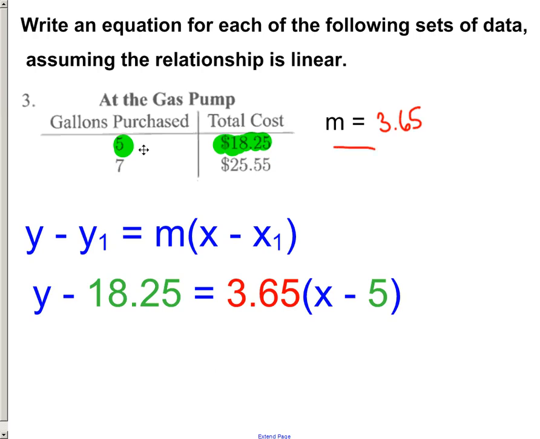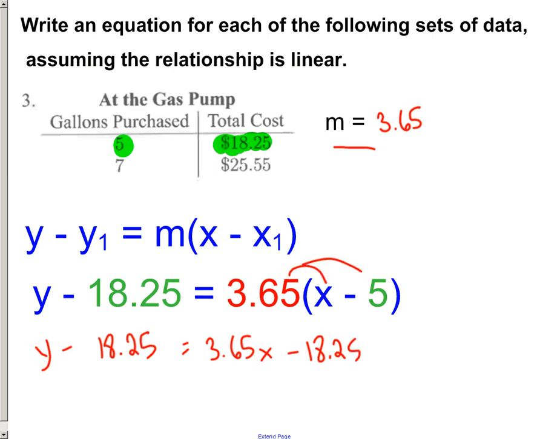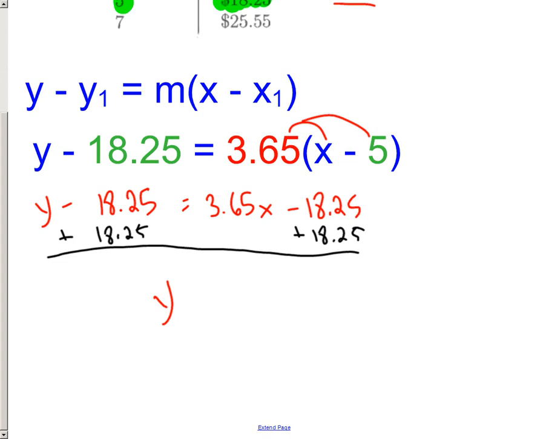Same thing, we've already got the slope. We've plugged in our x and y information in here as well. Nothing to do on this left side. 3.65 times x is that, and we get negative 18.25 when we do the last bit of that distribution right there. And now, when we get the y by itself, it actually cancels out, and we're left with y equals 3.65x.